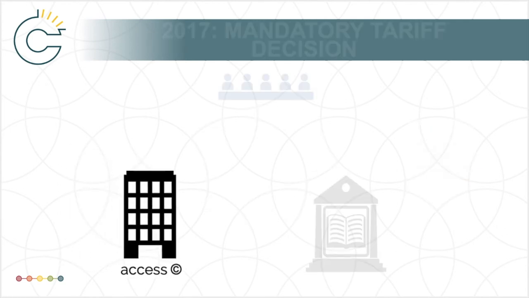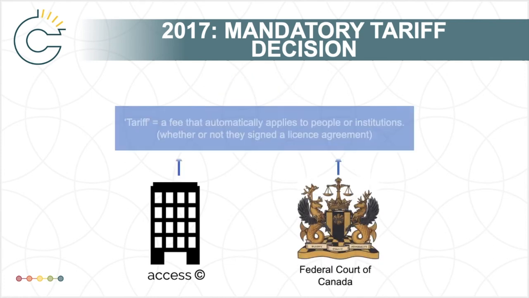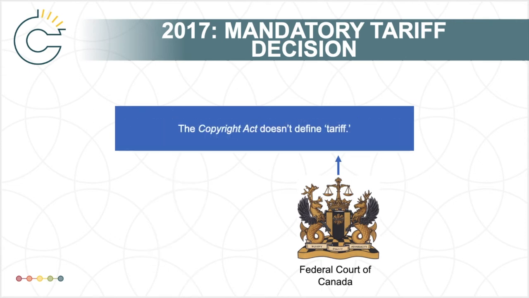As mentioned previously, the judge in this case sided with the collective on the other issue as well, determining that the tariff should indeed be mandatory for York to pay. Both Access Copyright and the judge interpreted tariff as a fee that is imposed for a service and that automatically applies to anyone who does an action that falls under the agreement, whether they have agreed to that license or not. The court also noted that the Copyright Act does not define the word tariff, and so it relied on other common definitions of the word.